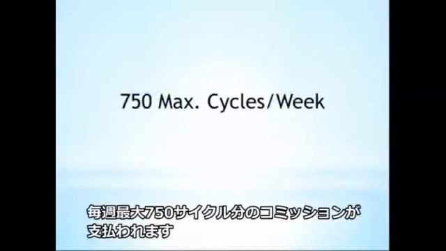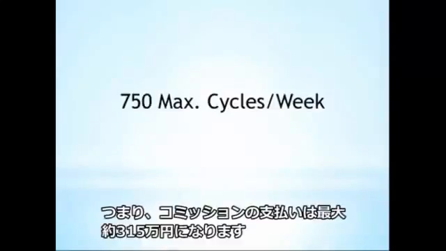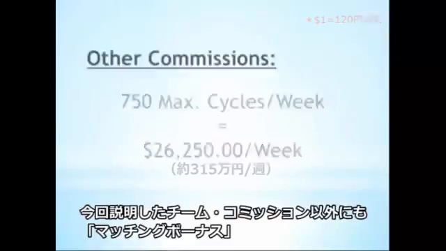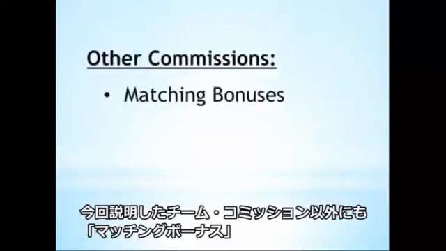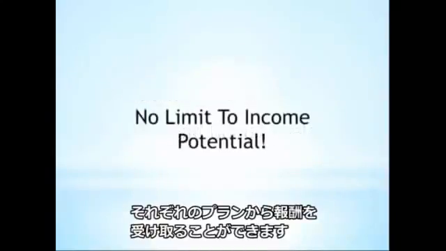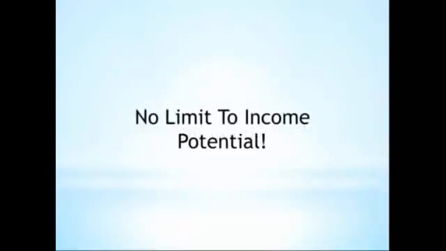Jeunesse Global's rewards plan allows for a maximum of 750 cycles to be paid out every week. That's $26,250 worth of commissions. Other elements of the compensation plan, such as matching bonuses and bonus pools, are not included in this amount, so there's really no limit to what you can make with Jeunesse.